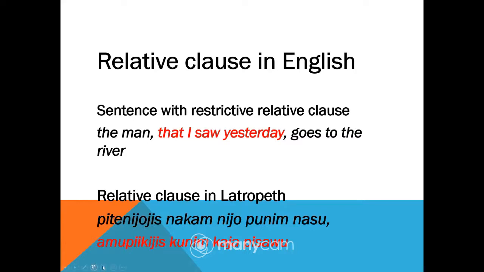So let's just look at the whole thing together. Again, apologies, this should be nakum. Pita neo yis nakum neo punim nasu, amupiyika yis kunim kaya pisawu. The man goes to the river. I saw yesterday. Okay? And if you think of the relationship they have with each other, in translating it into natural English, the man that I saw yesterday goes to the river.